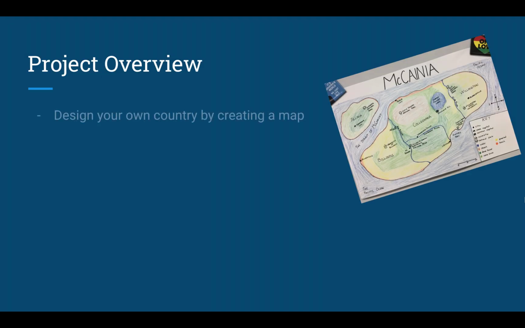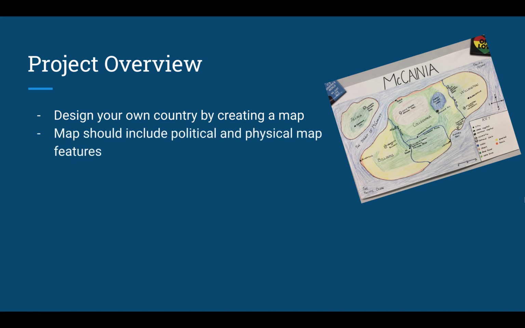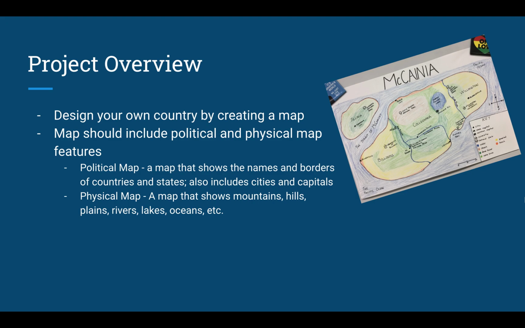All right, so a little project overview here. You are going to be designing your own country by creating a map. This map is going to have some political and some physical features. By political, we mean it needs to have states and provinces, it needs cities, it needs capitals, it needs human-made landmarks shown, but it also needs physical features as well. Lakes, rivers, mountains, oceans, things of that nature. So this is going to be a hybrid between a political and a physical map, and you'll see later you have the option of even bringing in a third element to that.